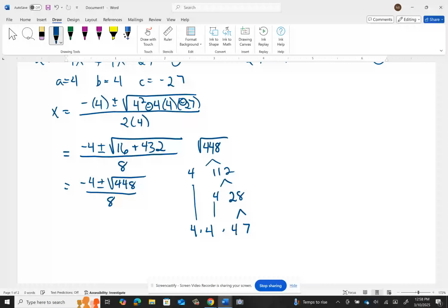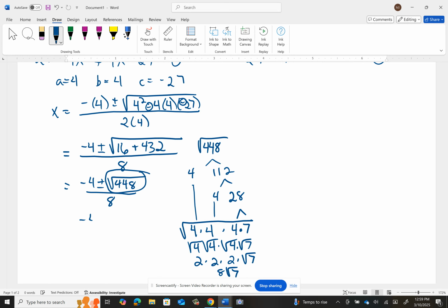This isn't the prime factorization, but I noticed 4 went into there a bunch of times, and I wanted to just go ahead and leave that because remember you're taking the square root. So the square root of all of that would be square root of 4 times square root of 4 times square root of 4 times square root of 7. So we get a 2 times another 2 times another 2 times square root of 7, which gives us 8 square root of 7. And 8 square root of 7 is going right there in place of the square root of 48. So we do that.